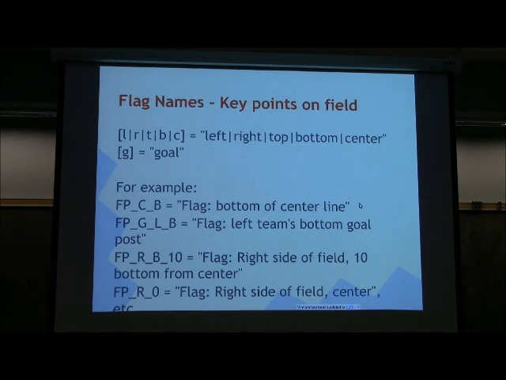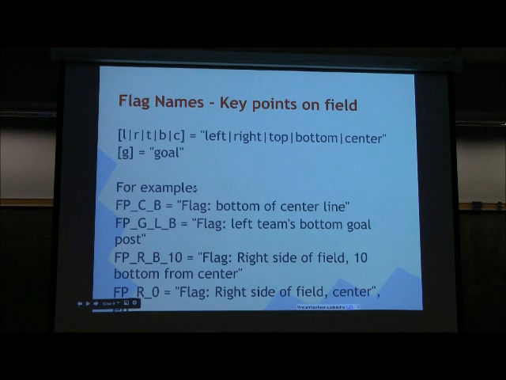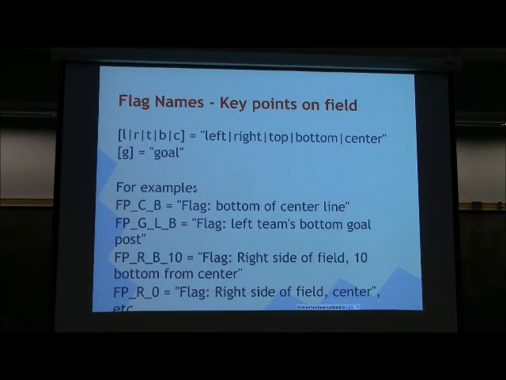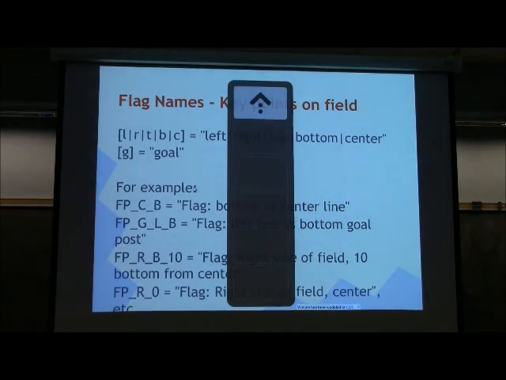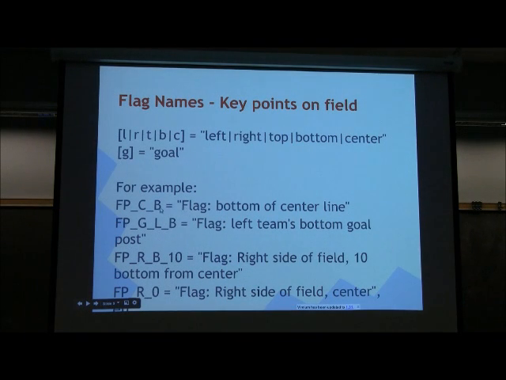Now there are certain naming conventions that we use to represent information. For example, we have FPCB, which stands for the point at the bottom of the center line of the field. So this point represents FPCB, this command. It's just an enum in the sample client.